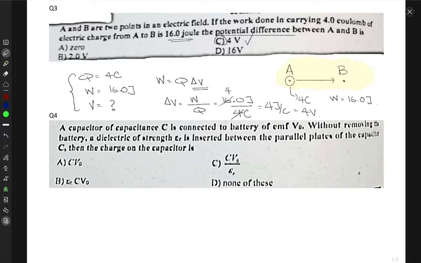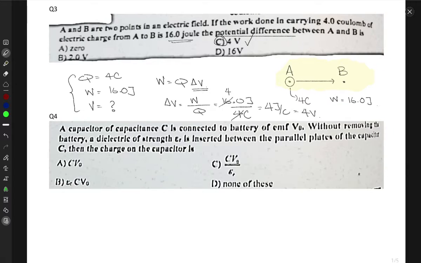Now, moving on to question number 4. So we have that a capacitor of capacitance C is connected to a battery of EMF V0, right? So we are given the capacitance C, we are given the potential difference, it's V0, or the EMF, which is the electromotive force of the battery. Without removing the battery, a dielectric of strength epsilon R, right? So the strength of the dielectric is given as epsilon R, is inserted between the parallel plates of the capacitor.